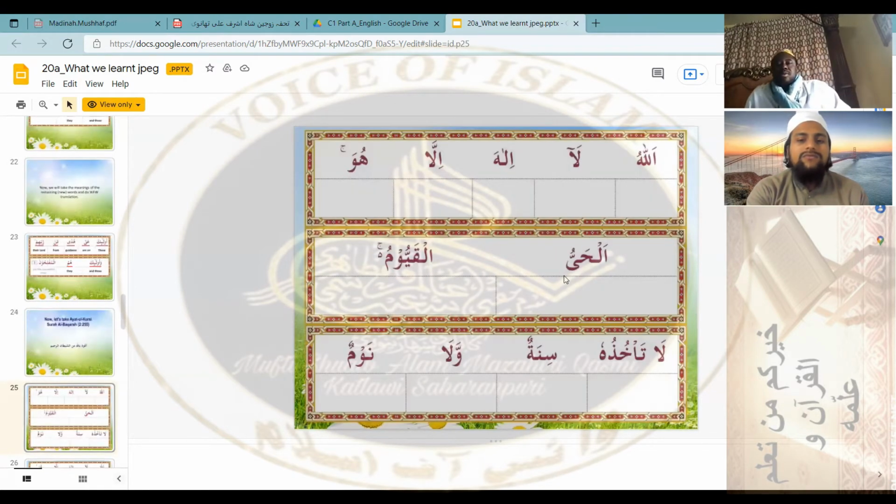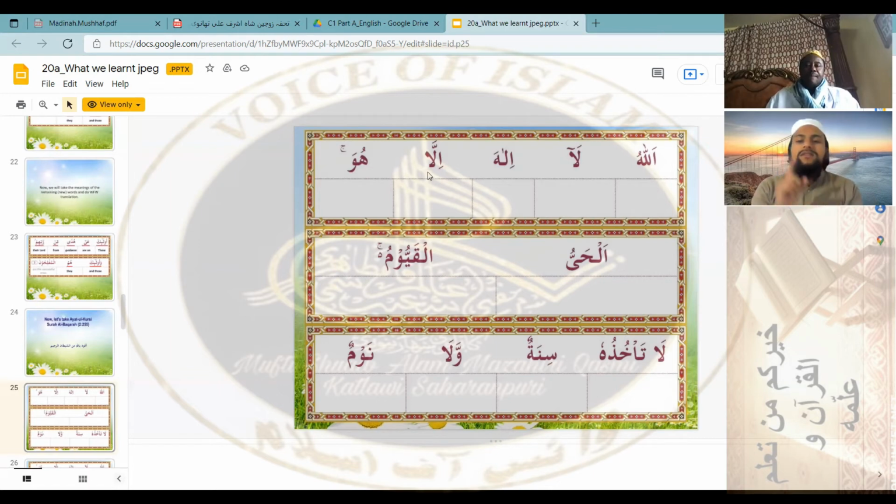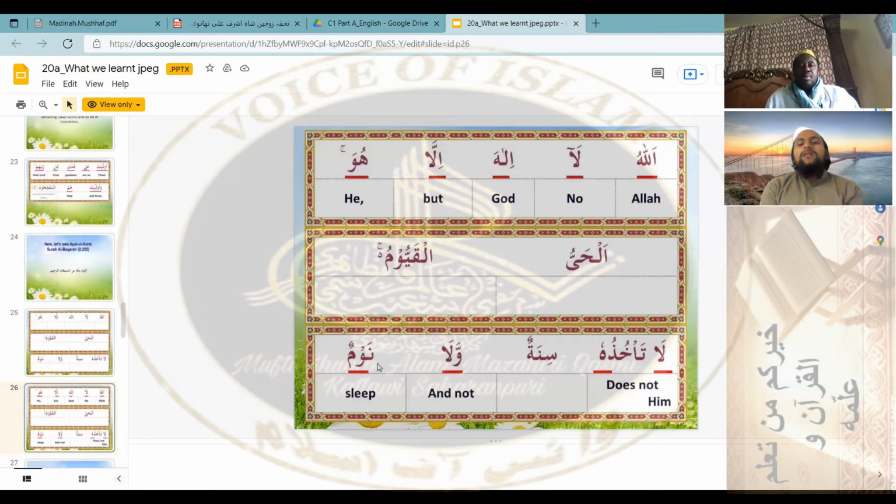MashaAllah. Okay, Ayatul Kursi. Allahu, God. La means no. Ilah means God. Illa means but. Illa means but. We have done it. Let's check. Allahu la ilaha illa huwa: Allah, no God but He.